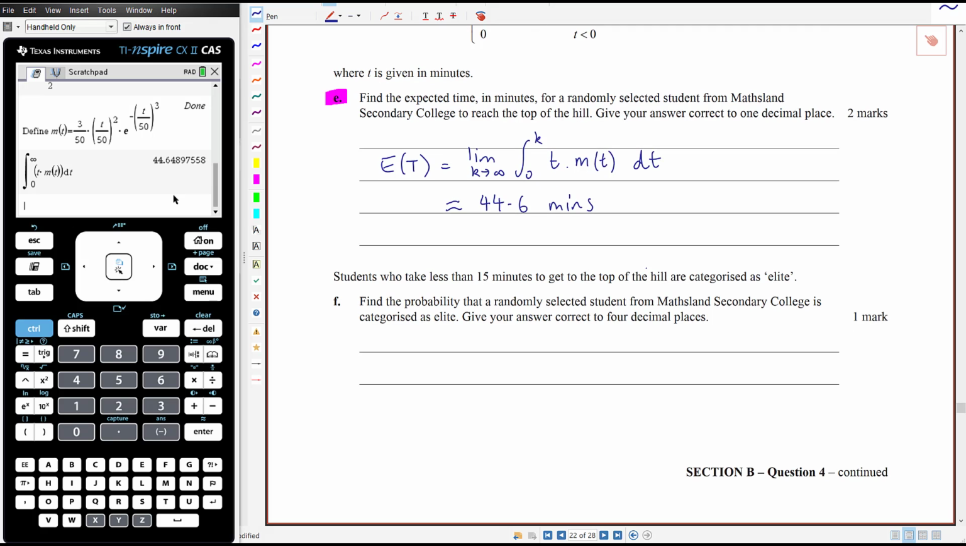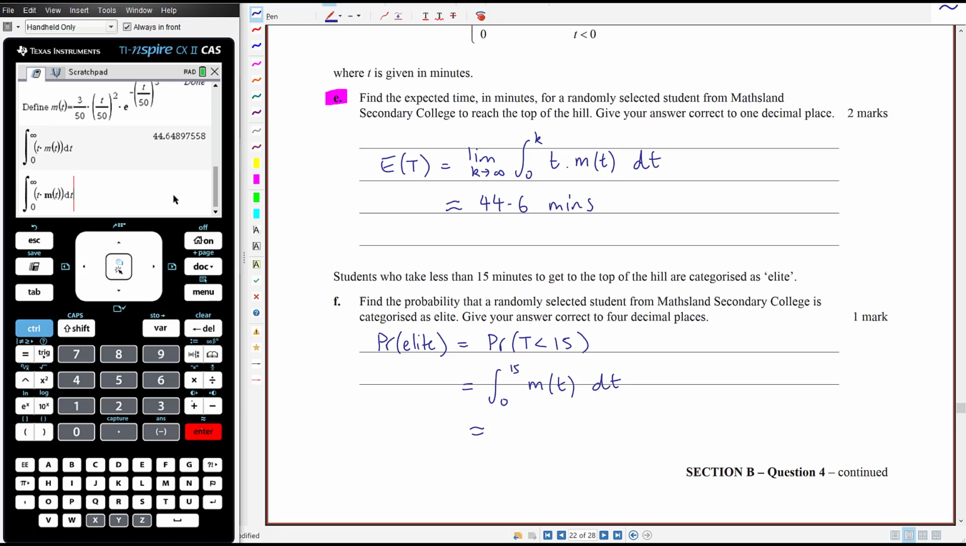Okay, students who take less than 15 minutes to get to the top of the hill are categorised as elite. Well, given that their mean time is nearly 45 minutes, less than 15 minutes certainly would be elite. Find the probability that a randomly selected student from Mathsland Secondary College is categorised as elite. So the probability that someone is elite is the probability that their time is less than 15 minutes, which means it is the integral from 0 to 15 of our probability density function.